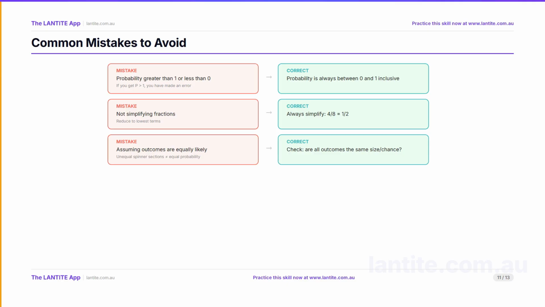Watch out for these common mistakes. First, giving a probability greater than 1 or less than 0. That is always wrong. Second, not simplifying fractions. Always reduce to lowest terms unless instructed otherwise. Third, confusing equally likely with not equally likely. A spinner with unequal sections does not give each section the same probability. Fourth, forgetting to list all outcomes. Be systematic and make sure you have not missed any.